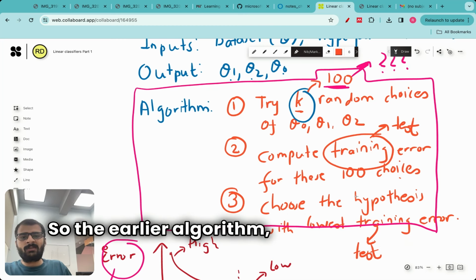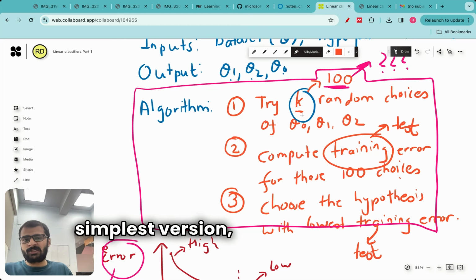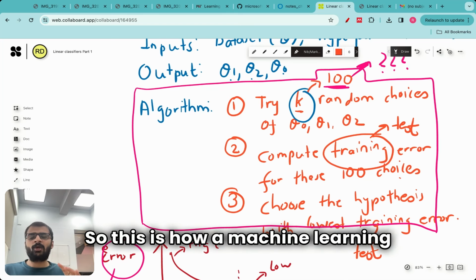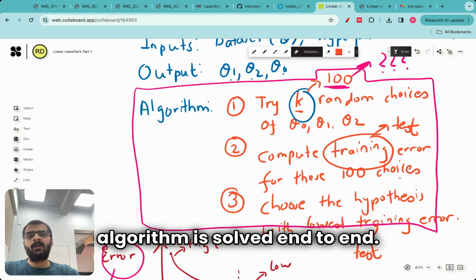So the earlier algorithm I wrote was the simplest version, just looking at the training error. But the actual thing which we do in practice is looking at the test error. So this is how a machine learning algorithm is solved end to end.